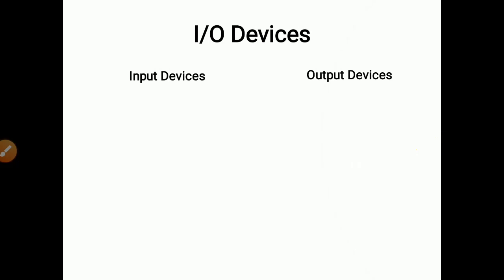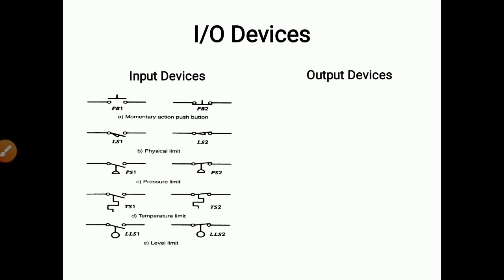So some symbols are used for input devices and output devices. These are some input devices. First they have shown PB1, that is push button 1. Momentary action push buttons, those are called momentary action push buttons. The symbol is shown like this. You have to press that push button, press or depress. So the first case is normally open and the second case is normally closed. There are two cases, normally open and normally closed.